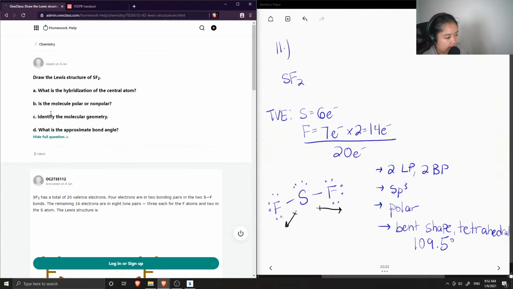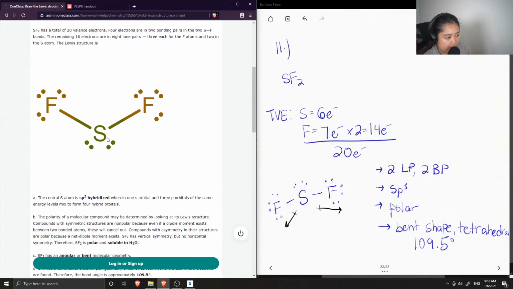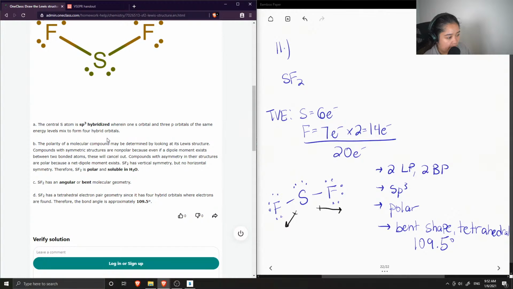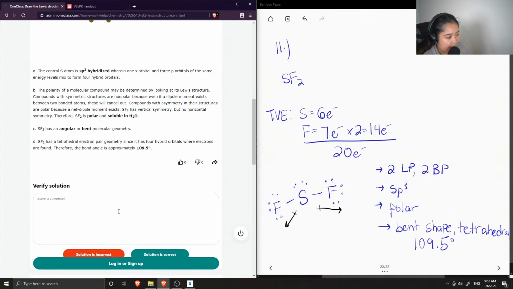Okay, so let's quickly see what the junior tutor said. They have the following Lewis structure, which is correct. sp3 hybridized. Since it's not symmetrical due to the lone pairs and the bonded atoms, it's polar. Has a bent molecular geometry and a bond angle of approximately 109.5 degrees. So this solution is correct.